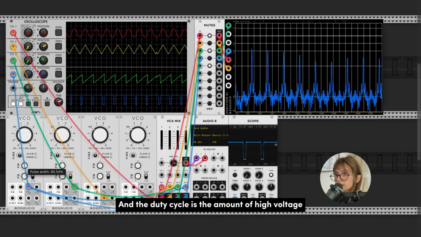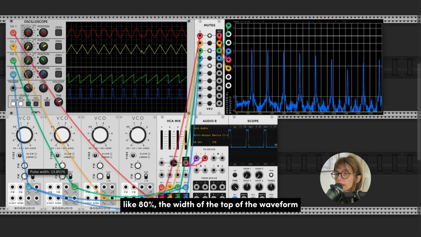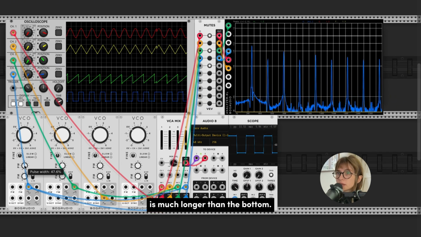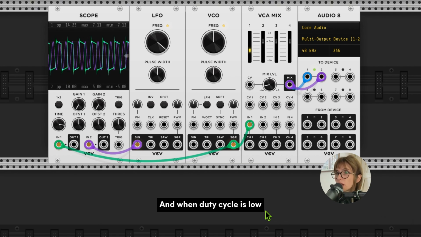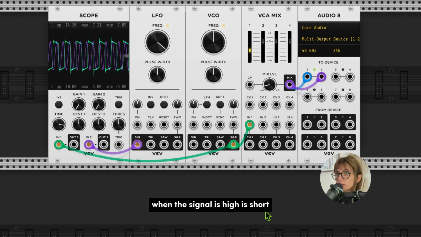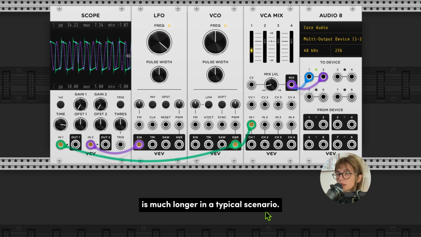And the duty cycle is the amount of high voltage. So when it's a high percentage duty cycle like 80%, the width of the top of the waveform is much longer than the bottom. And when the duty cycle is low, say 10%, the top of the pulse wave, when the signal is high, is short and the bottom width is much longer.